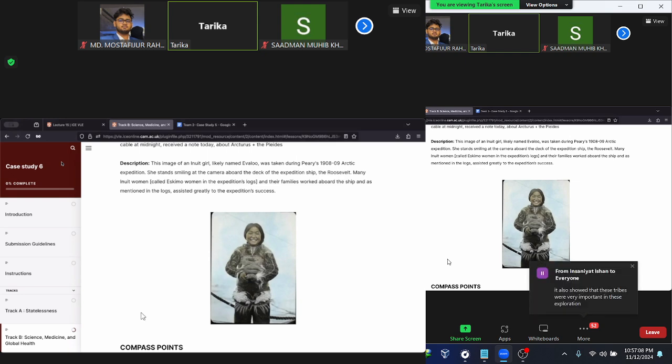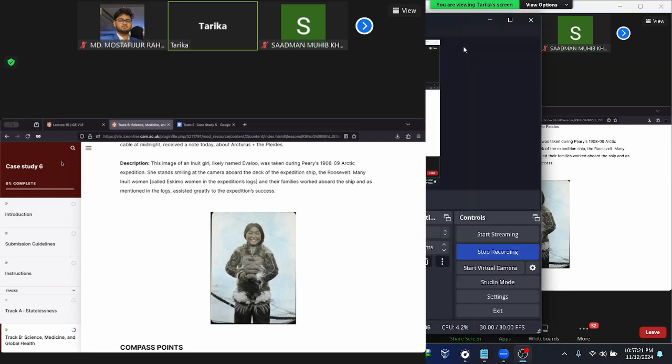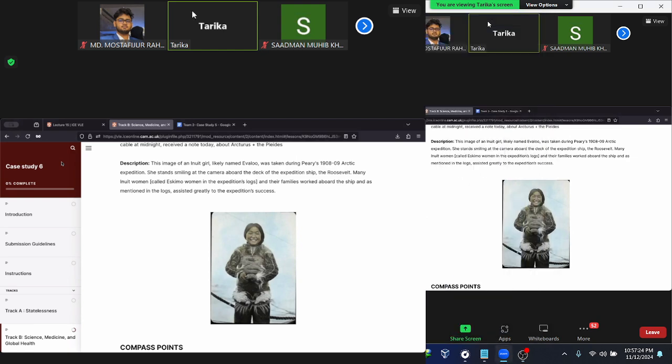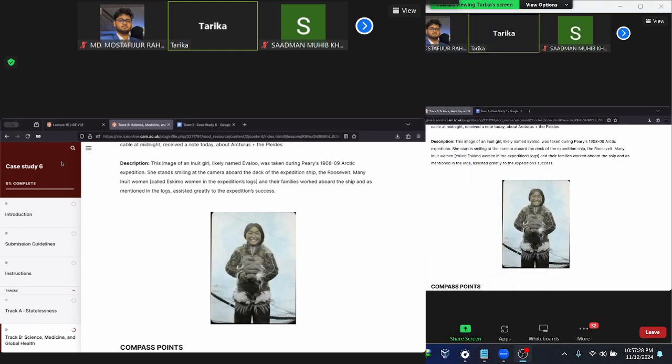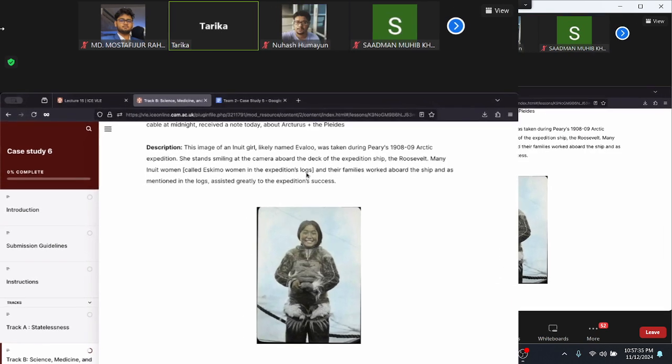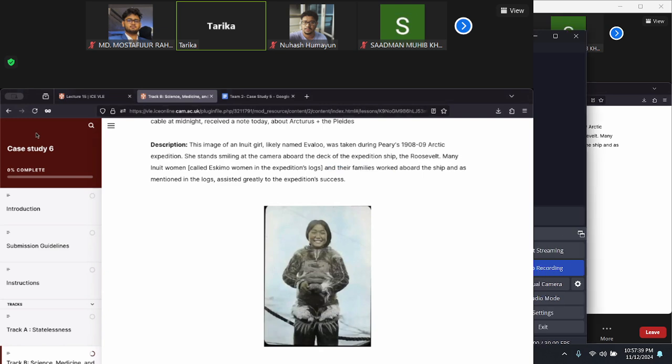And we saw that a little bit again with Vasco da Gama. If you all recall, when he crosses the Cape of Good Hope and is trying to make his way to India, he doesn't actually know how to navigate the Indian Ocean. And he ends up hiring an Arab navigator with local knowledge to help him. So explorers often rely on local knowledge to make these expeditions a success. And in this case, we're seeing it with this Inuit girl, but the description does tell us that there were families that worked aboard the ship.